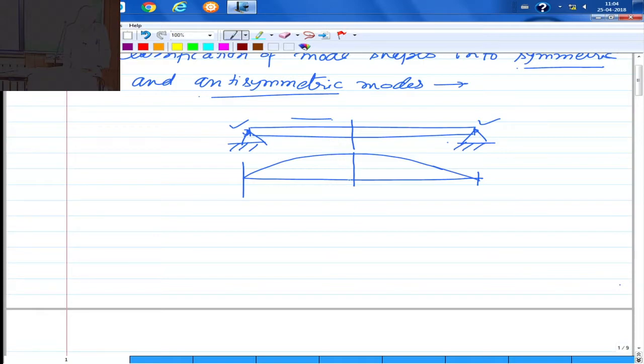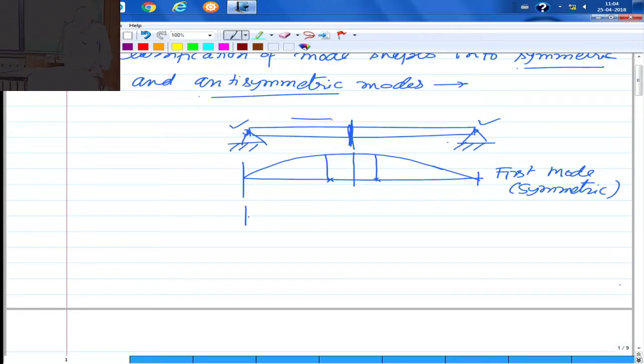If I look at the displacement at an equal distance on this side, at this location, and I look at the displacement on this side, it is exactly the same. So we call this a symmetric mode. This is the first mode shape, and it is symmetric. The first mode means that when the whole structure vibrates in the first mode, either the whole thing is moving up or the whole thing is moving down, and the displacement is symmetric about the central line, which is the line of symmetry of the structure.